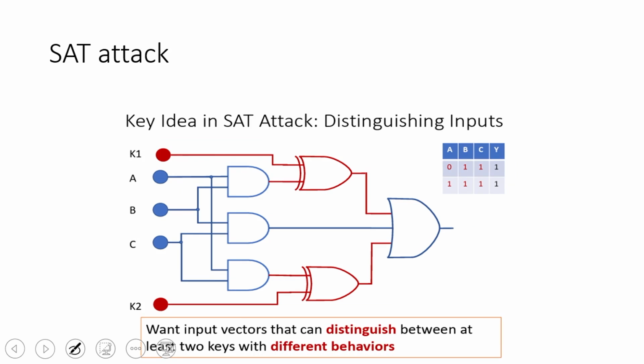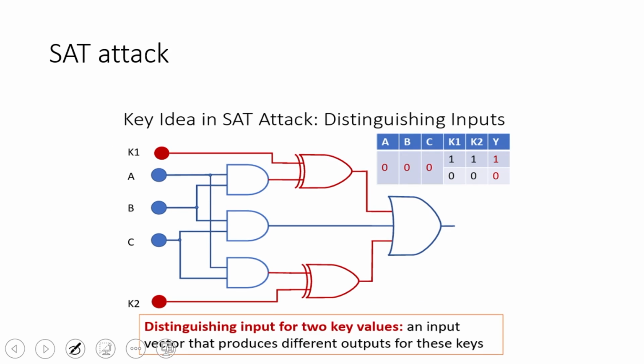Okay. Let us see. Let us now see this with input 0 0 0. Because this is 0, this particular gate has no impact. So this will be 0 and this is also 0. Now the output depends on the value of K1 and K2. If you assume K1 is 1, this will be 1 and this will be 1. If you assume K2 equal to 0, this will be 0 and this will be 0, because both are 0. So the output can distinguish the keys.